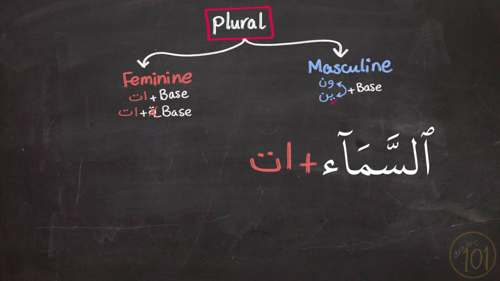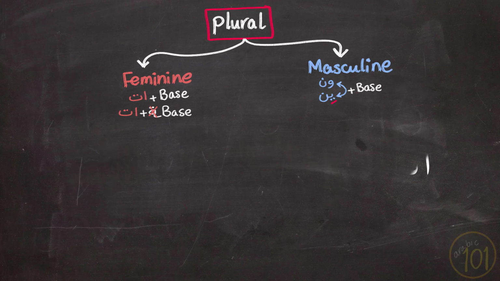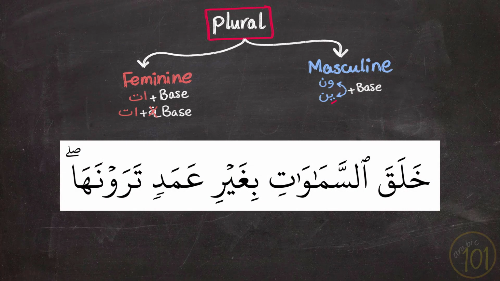But then you will end up with as-sama'at, which is quite heavy to pronounce. So what happens is that the hamza at the end of the original word will be turned into waw. So you will say as-samawat, which is a very common word in the Holy Quran, and this is the reason why it is written like that in the Holy Quran. Outside the Quran, it could be written both ways. And we see it used in this example.